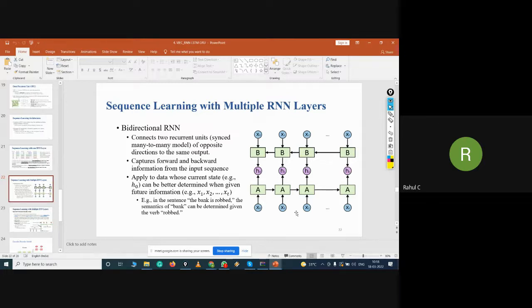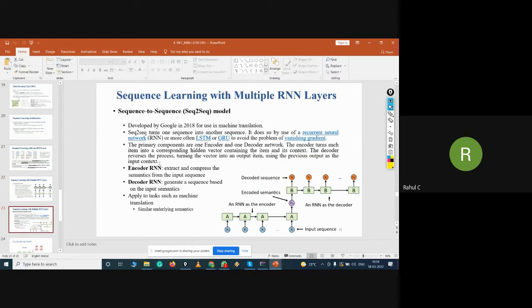Okay, so this goes forward and it is also coming backward. That means it captures forward and backward information from the input sequence. You can see this captures forward and backward information from the input sequence. Okay, that is the case.